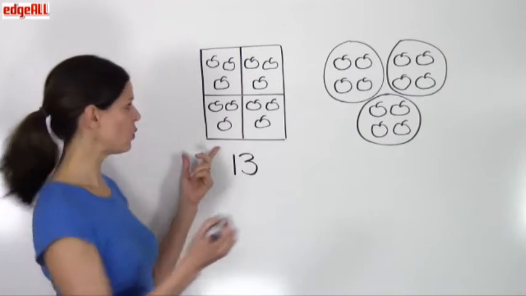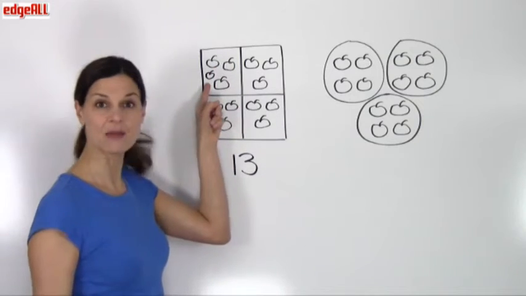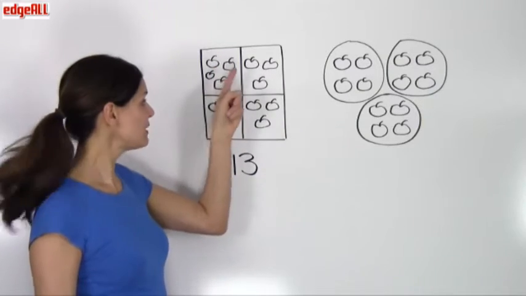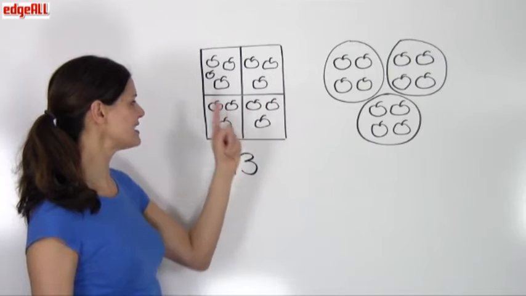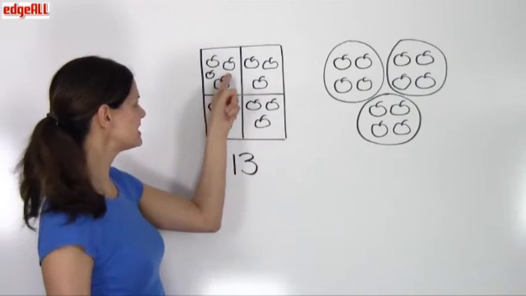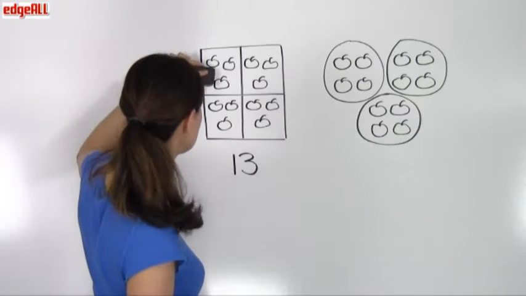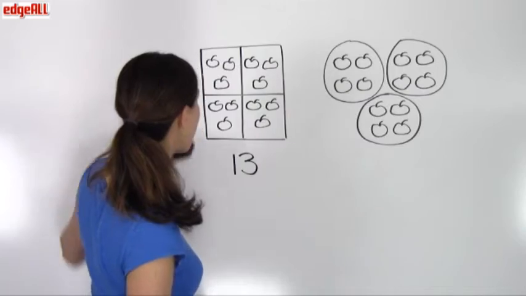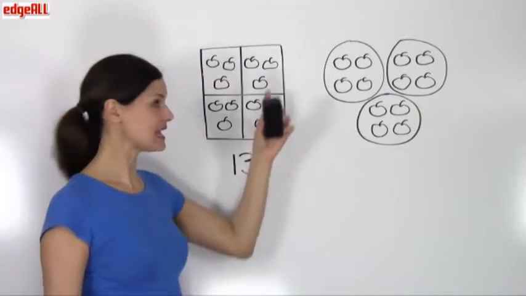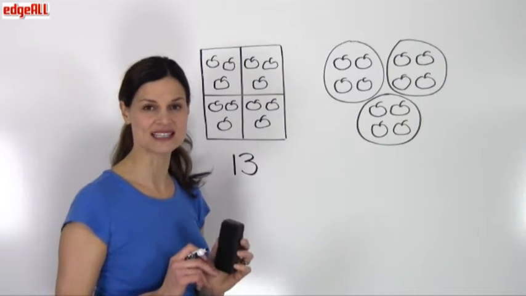If I try to put our 13th apple in this group, then my groups aren't the same size. These 3 have 3 apples in them, and this one would have 4 apples in it. We can't have that with division. All our groups have to be evenly numbered. Every group has to have the same number of objects in it.